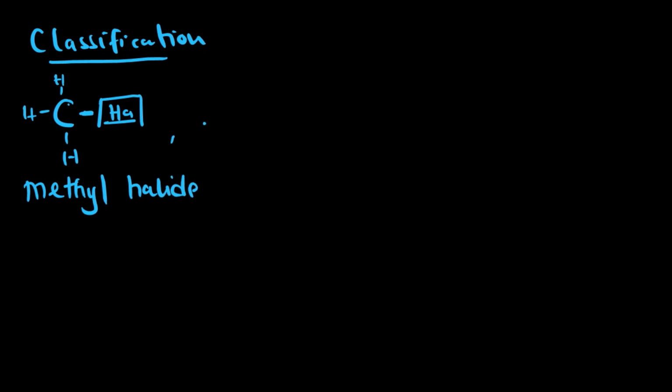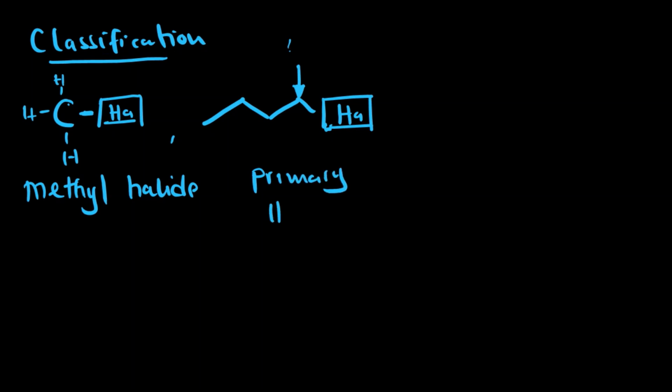And then when you have a halogen attached to a primary carbon, so this carbon here, this is a primary carbon. Why? Because this carbon here is attached to only one carbon, which is here. Because the halogen is attached to a primary carbon, this is what we call a primary halide. It is denoted as 1 degree, primary halide.